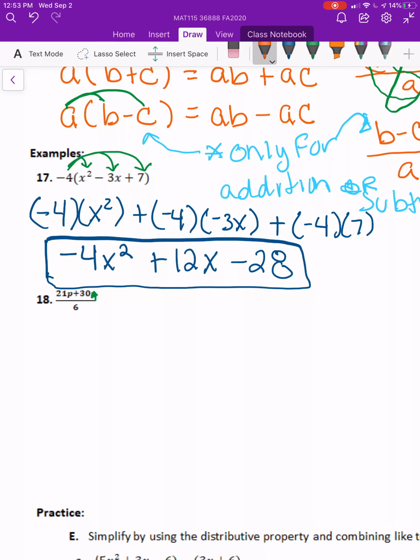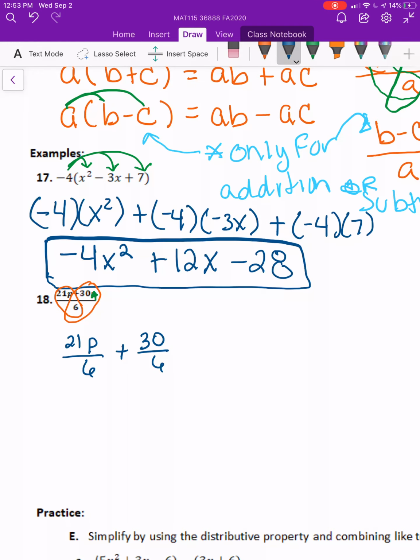Again, when we distribute the division, we're basically going to break it into two fractions. Okay, so those are the two fractions. When I write this out, this is going to look like 21p divided by 6. I'm going to divide 6 into the first term, and then I'm going to divide 6 into that next term, the one without the p.